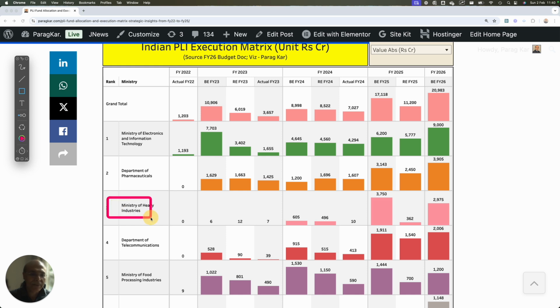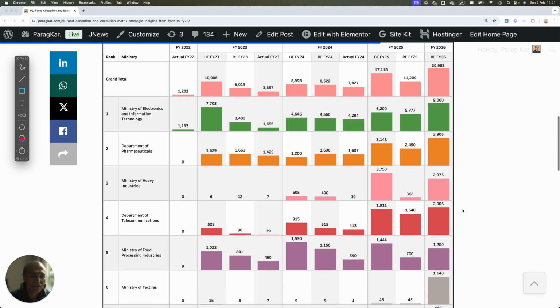Then comes heavy industry. Now in heavy industry, the initial projections were pretty low, and now the projections have increased. For example, in the year FY25, we had made a huge projection, but we did not execute, right? The projection was 3,750 crores, but the revised estimate is 1/10 of the projection, so we didn't execute. But we now have an ambitious target, roughly around 3,000 crores.